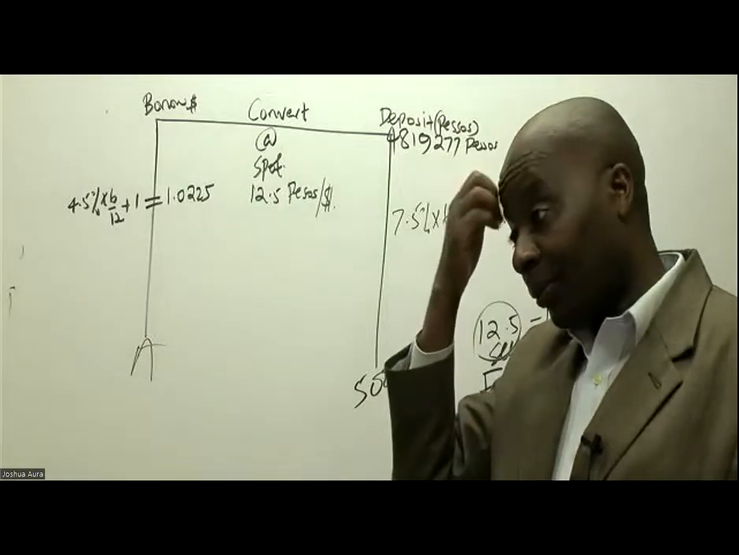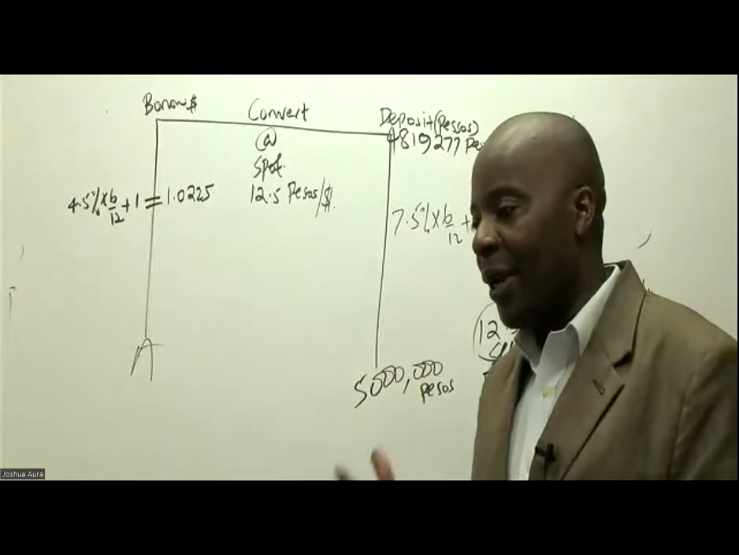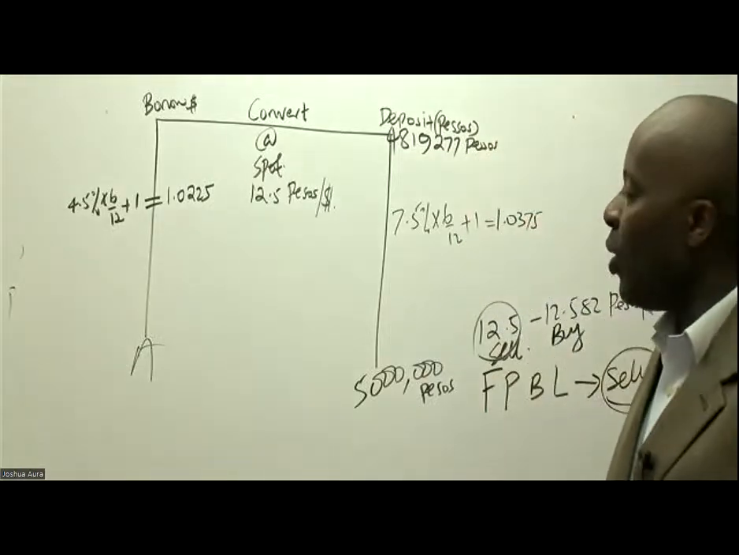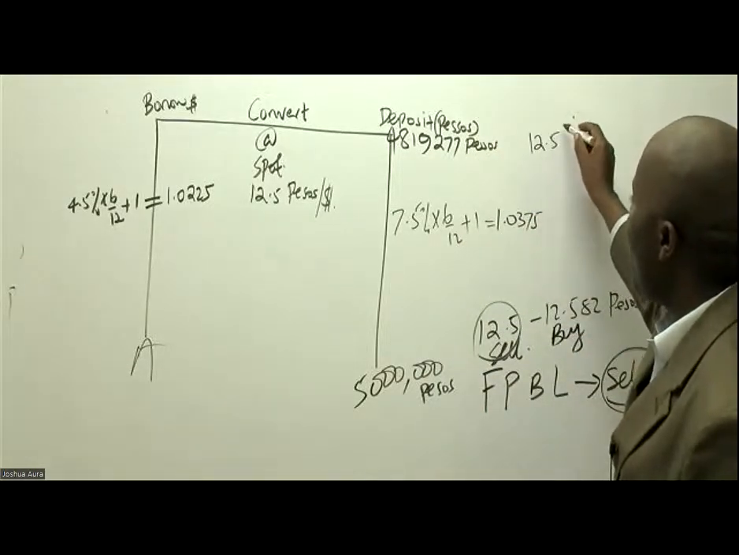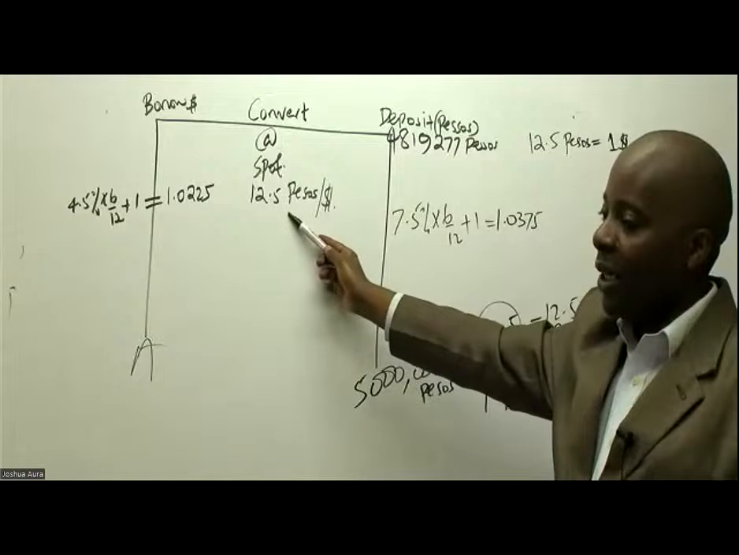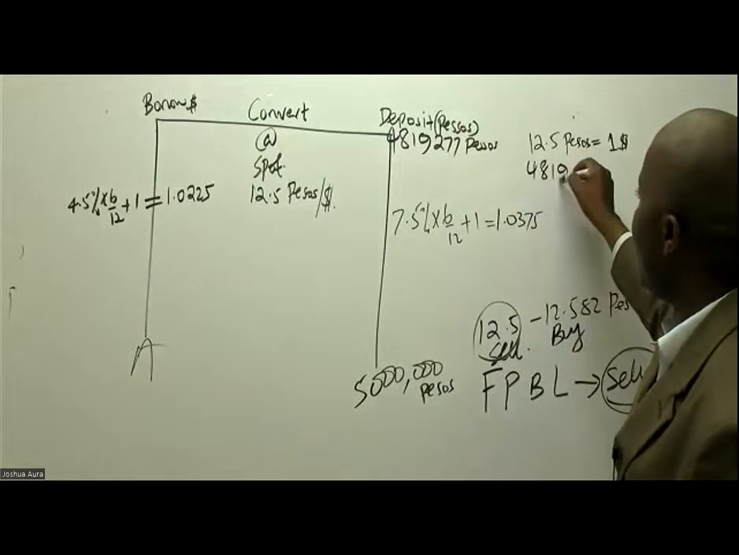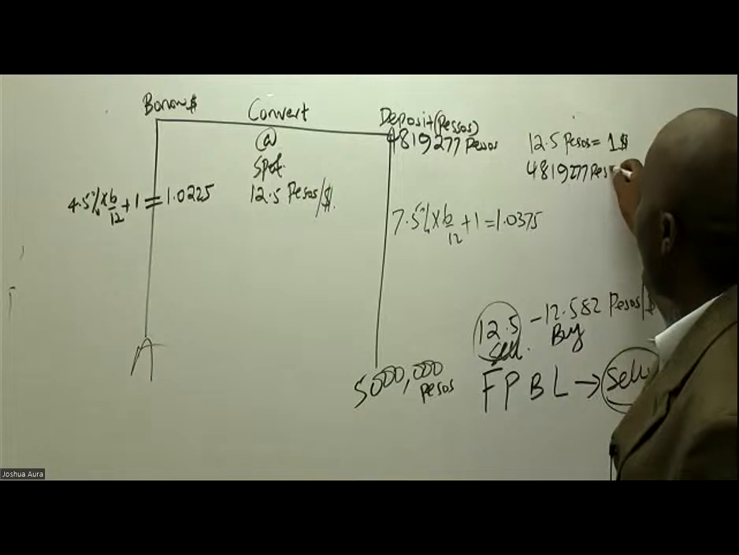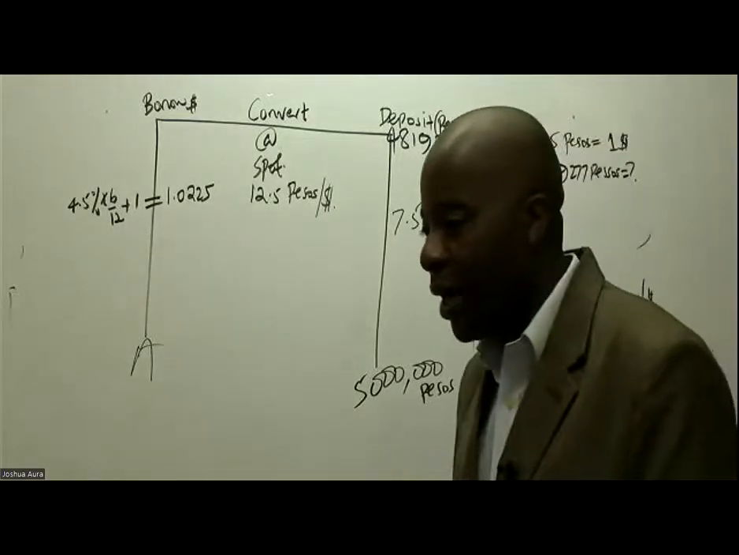When you're exchanging, I would recommend you go the mother tongue way. We know that 12.5 pesos equals $1. This is the exchange rate given, right? So how about 48,19,277 pesos? How about this?